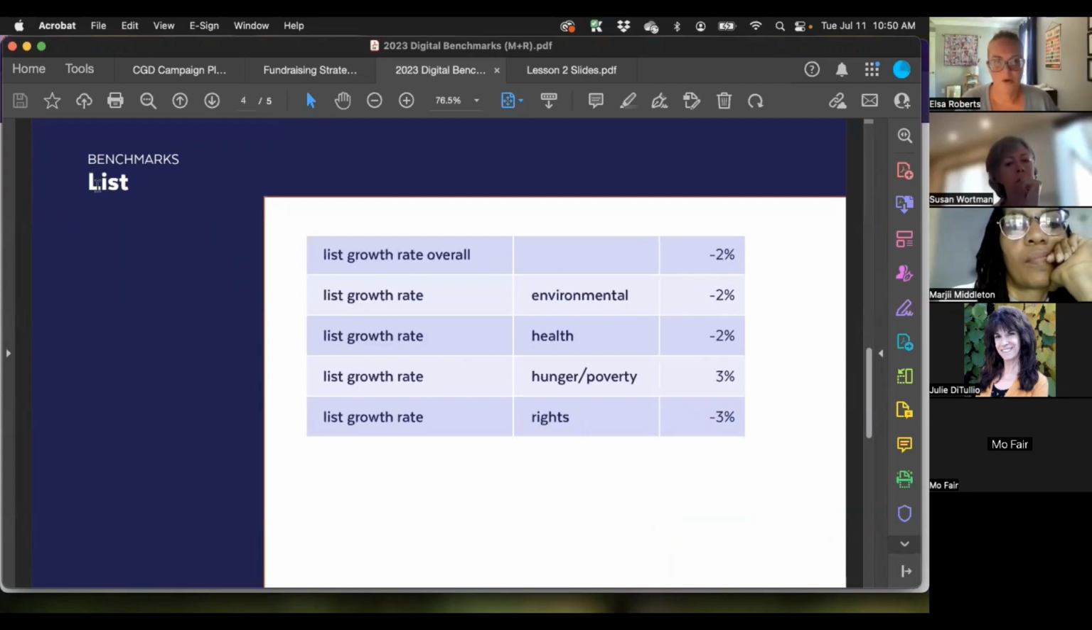All right, so for your list, overall list growth rate last year for nonprofits was negative, -2%. And this is all split out by nonprofit type, which saw different kinds of results. Environmental and health were the same as the overall growth rate, -2%. Hunger and poverty, though, your list for hunger and poverty related nonprofits grew by 3%, but human rights declined by 3%.